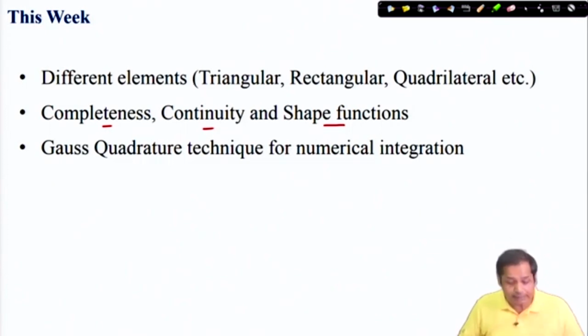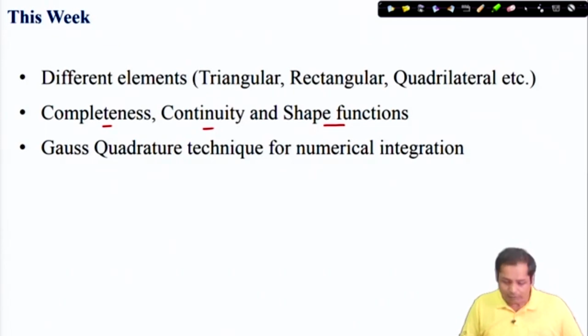Another point that we'll cover in this week is the Gauss quadrature technique for numerical integration. There are many other methods for numerical integration, but most of the time we will see that our approximations are polynomial, for which the Gauss quadrature technique is probably the best we can apply for integrating polynomials. Okay. These are the topics that we will cover in this week.